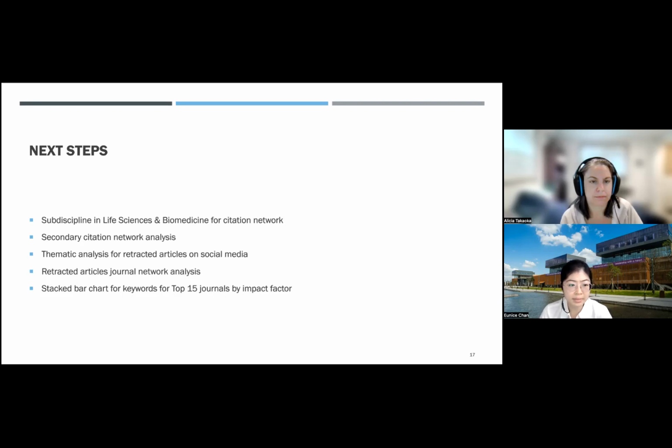We also want to do a thematic analysis for the retracted articles on social media. For now, we were only looking at the citations from journal articles and even preprints, but we also want to see whether this continues on in social media, such as Twitter, and how people share things on social media. Next, we also want to look at retracted article journal network analysis. And lastly, we also want to look at keywords for the top 15 journals by impact factor.